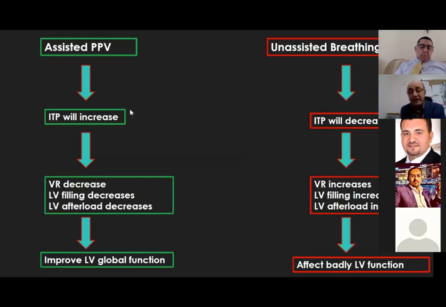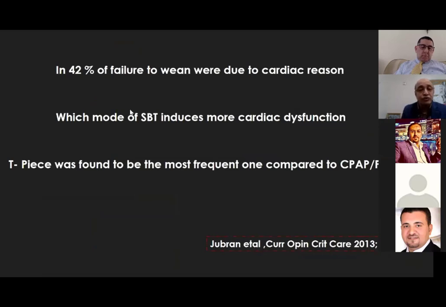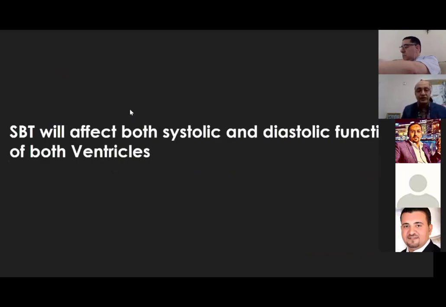If you shift to spontaneous breathing, unassisted breathing on the mechanical ventilator, the intrathoracic pressure will reduce venous return, increase left ventricle filling pressure, and increase afterload. This may result in dysfunction of the left ventricle and right ventricle. And 42% of failures are due to cardiac causes. The spontaneous breathing trial was found to be worse compared to the spontaneous breathing mode in inducing cardiac dysfunction.